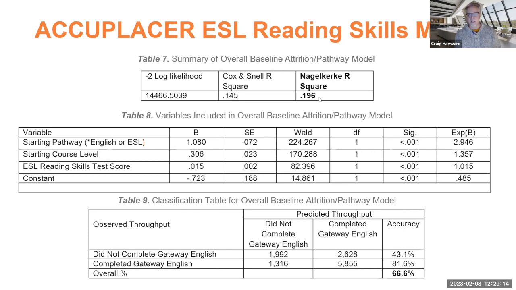And you can see the Nagelkerke R-squared, the percentage of variance explained, goes up from the attrition model. So it's 19.6%. And then the accuracy goes up as well. Instead of 66.2%, it's now the 66.6% number. So this is why the reading skills test really kind of came out a cut above the other tests. It was consistently enhancing both the model and the accuracy of placement prediction, unlike the other tests that were evaluated.